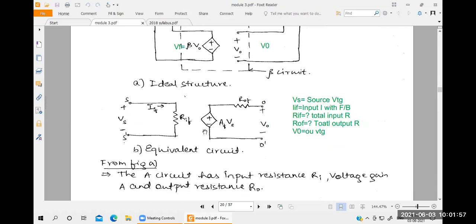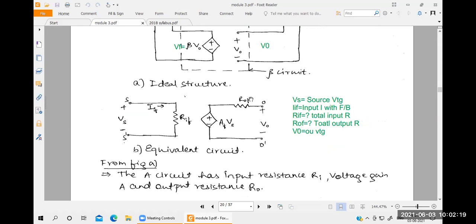Understood? Same thing, you have to minimize all the parameters. For that, you write one simplified equivalent circuit here. So take the voltage source now, and connect it with the input resistance with feedback. Then the current across the input resistance with feedback is IIF. Then you take one more output voltage source, that is V0. For that you can write the gain equation: V0 is equal to AF into Vs.